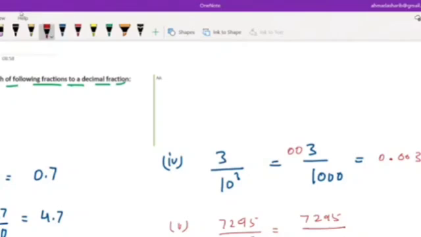So please write the answer. Yes, Talha, this is the right answer. So the answer is 0.07295.